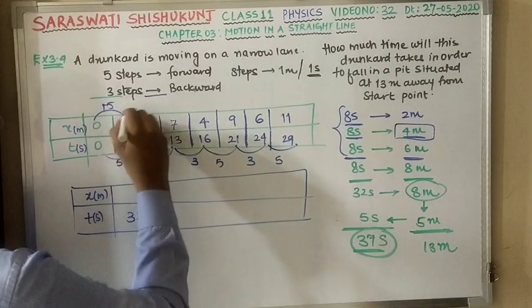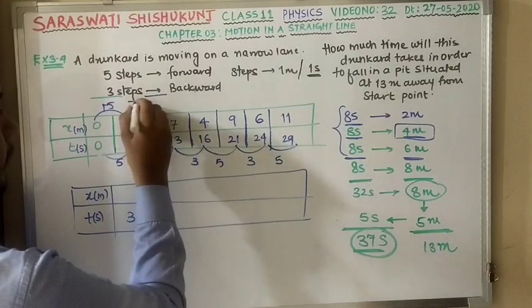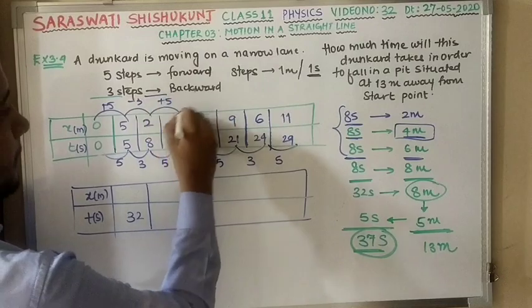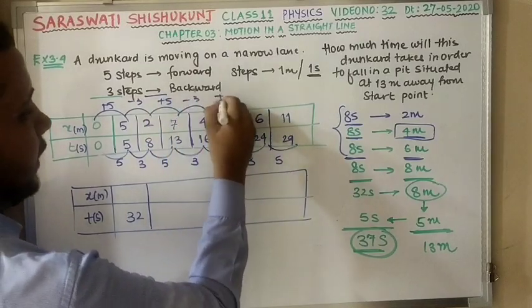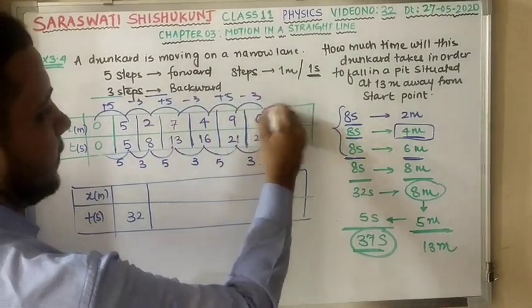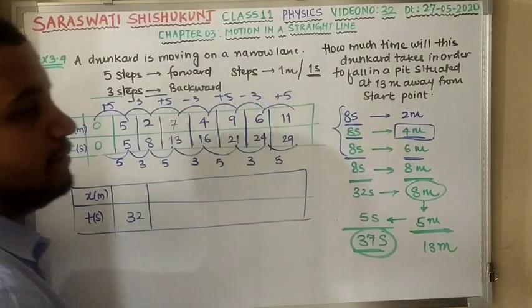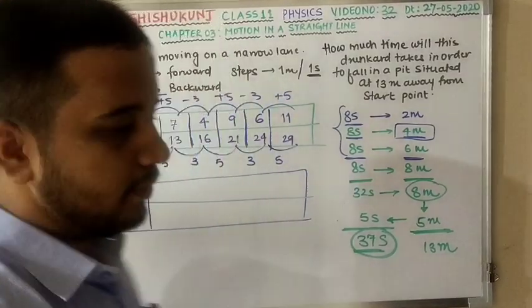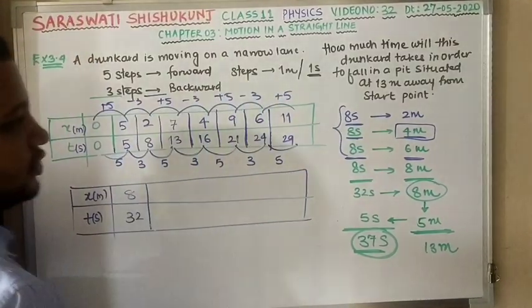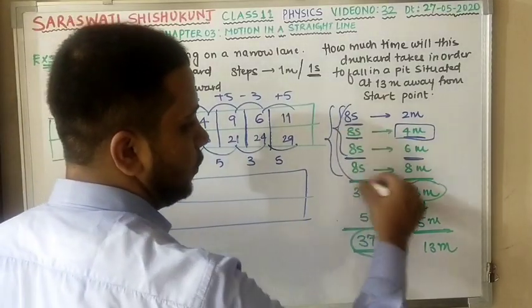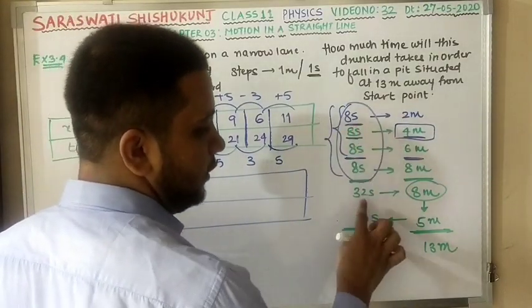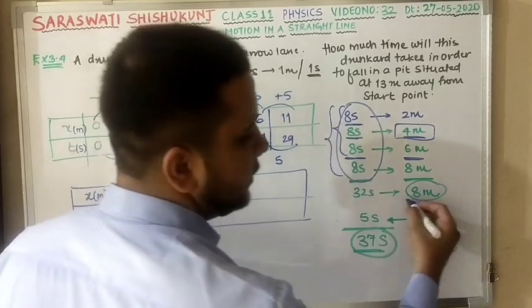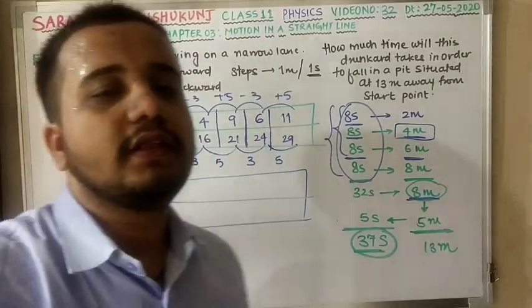Clear? Then you have subtracted 3, plus 5, minus 3, plus 5, minus 3, plus 5. Now again minus 3. 11 minus 3 is how much? 8. Yes or no? 8. Check. 32 seconds, how much distance? 8 meters. I am going very perfectly with the graphical method.